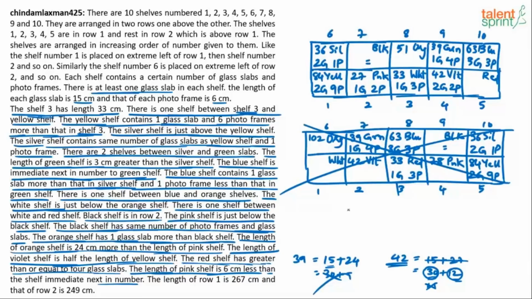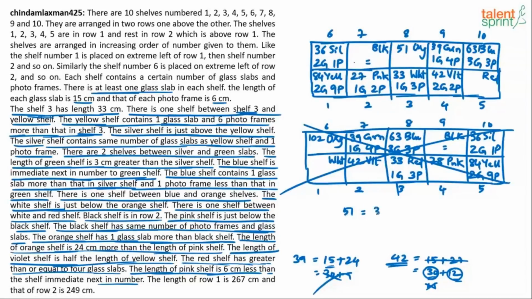See, try to understand. Meaning 51 should have minimum 2 glass slabs, because black will have at least 1. Every shelf will have at least 1 glass slab. So even if black has 1, orange should have 2. Minimum 2. If black has 2, orange will have 3. If black has 4, orange will have 5. If black has 27, orange will have 28. That's the logic. So minimum 1 will be there in black, so minimum 2 has to be there in orange.